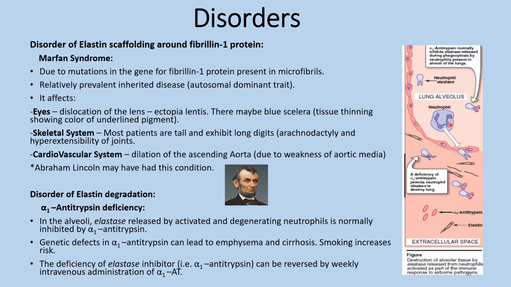Elastase is secreted by sensitized and activated neutrophils in response to airborne pathogens in the lungs. They are activated by immune response and produce elastase, causing emphysema and cirrhosis. However, this condition can be treated by weekly intravenous administration of alpha-1 antitrypsin injection, which can prevent it.